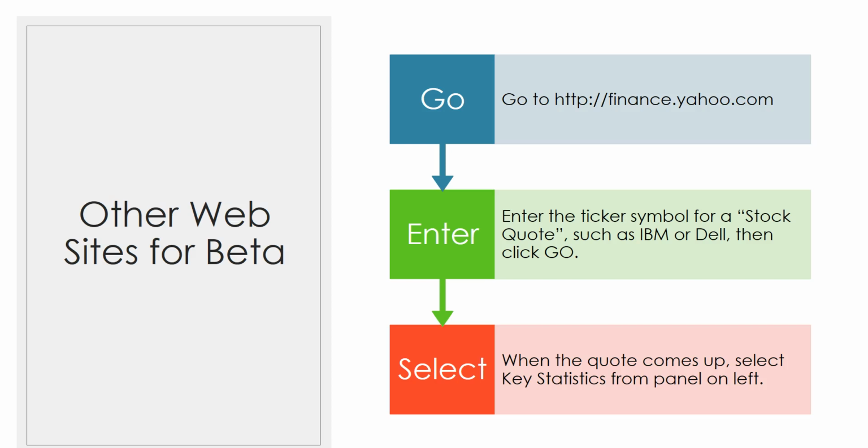So to find a stock's beta, you can look on Yahoo. About every financial website is going to have betas listed there. But if you go to Yahoo Finance and enter in the ticker for the stock that you're looking for, the quote will come up, and on the key statistics panel, you can find the beta of the stock.